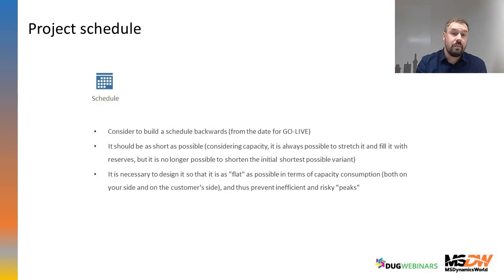Why make it backwards? Because if you make it backwards and as short as possible, which is the second point, then you can tell the customer that his expectation is fine. We understand that, but it is simply impossible to make.